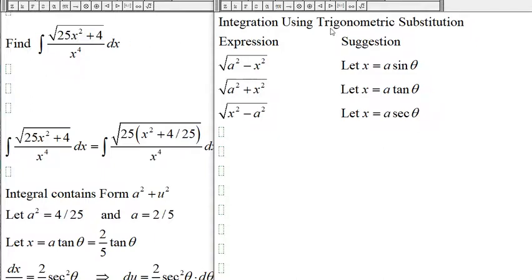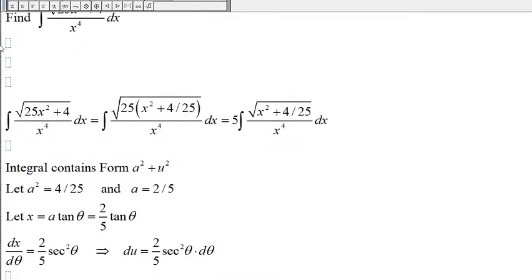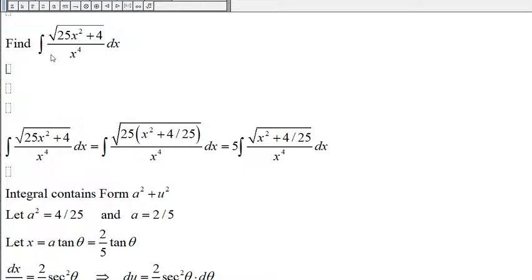And so we're going to use what's called trigonometric substitution to find this indefinite integral. Since the integral here involves the form x squared plus a squared, we'll let x be a tangent of theta. So this is what we're going to use. But first, let's rewrite the integral.